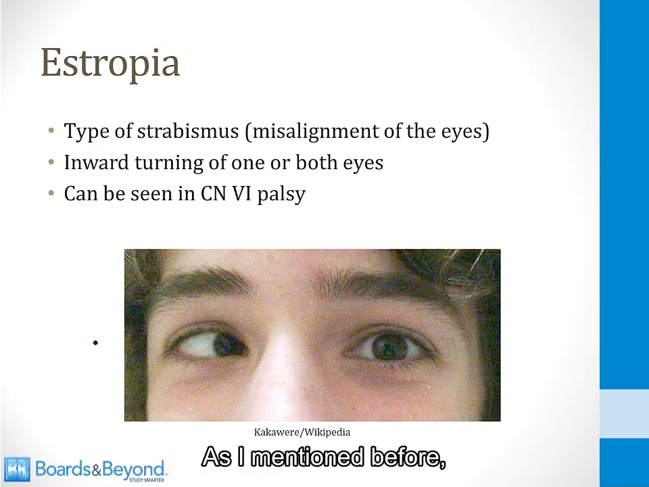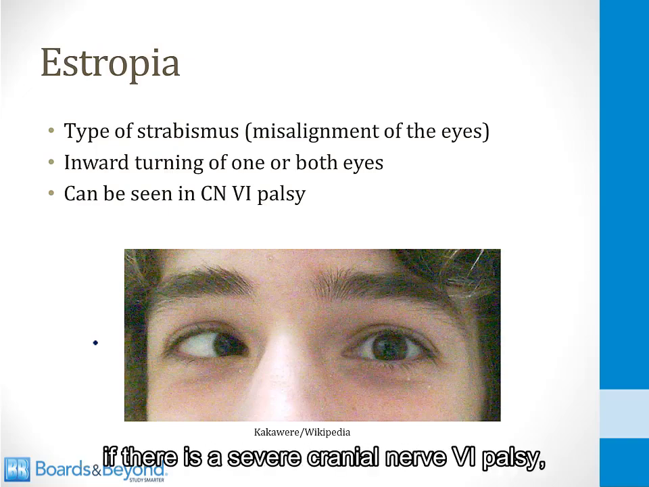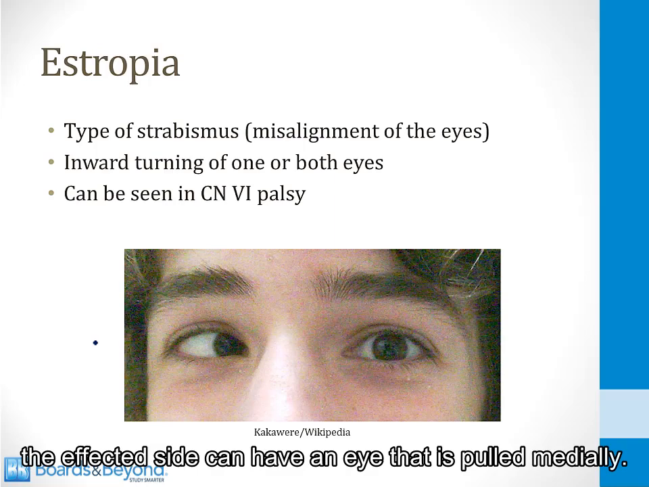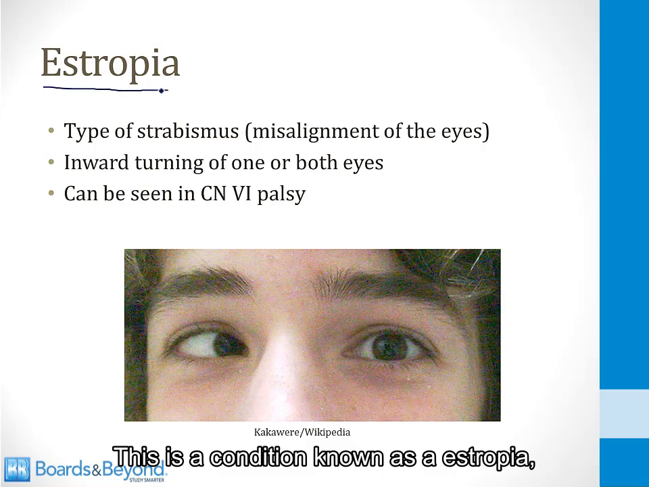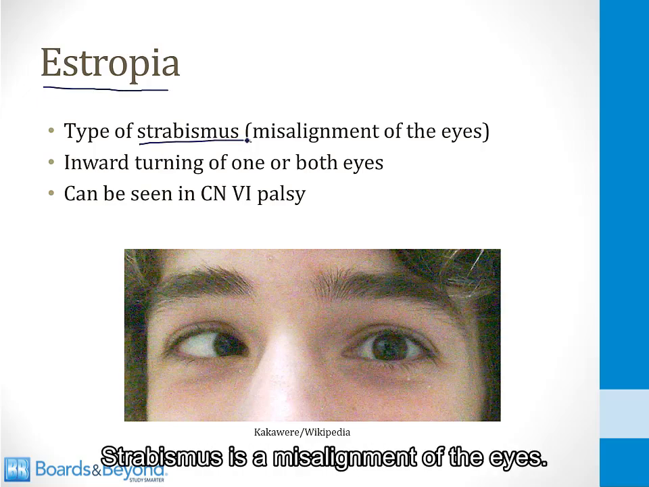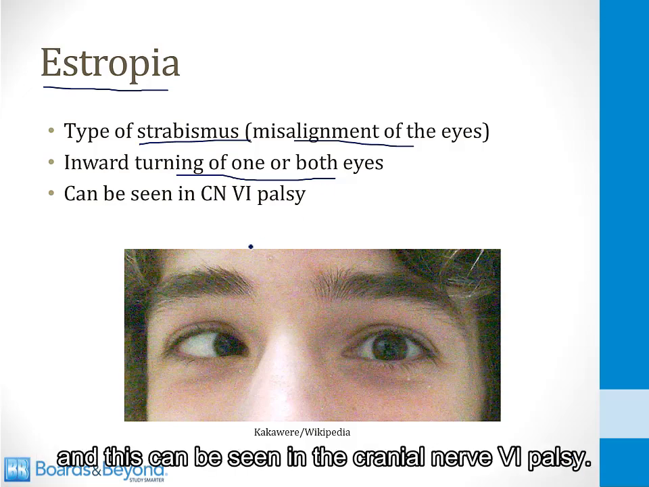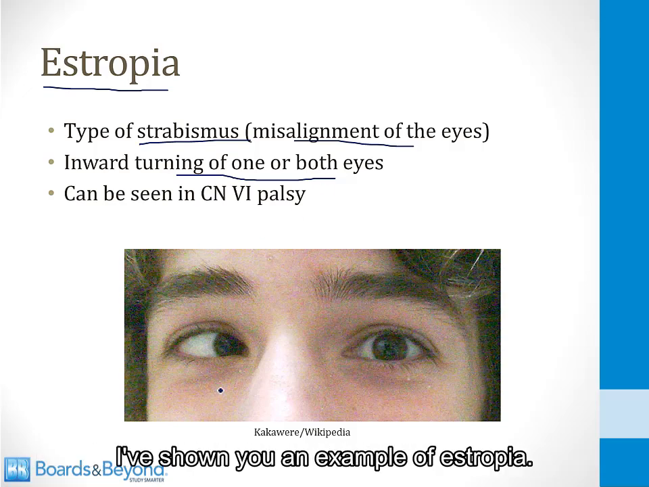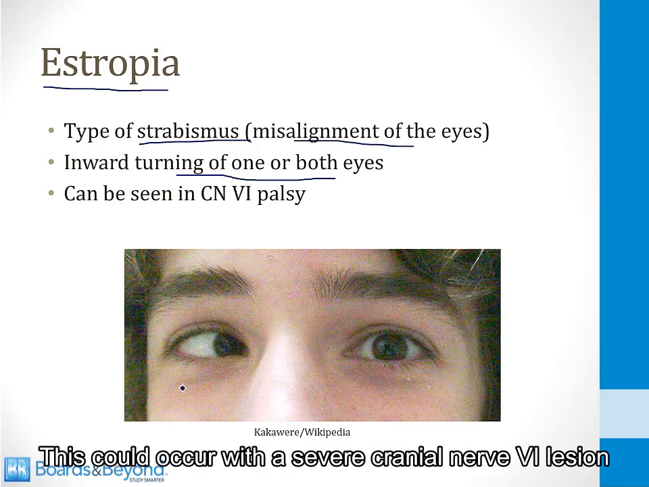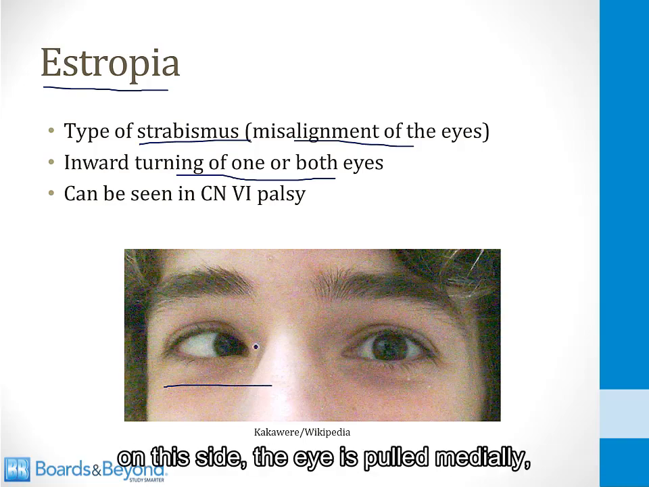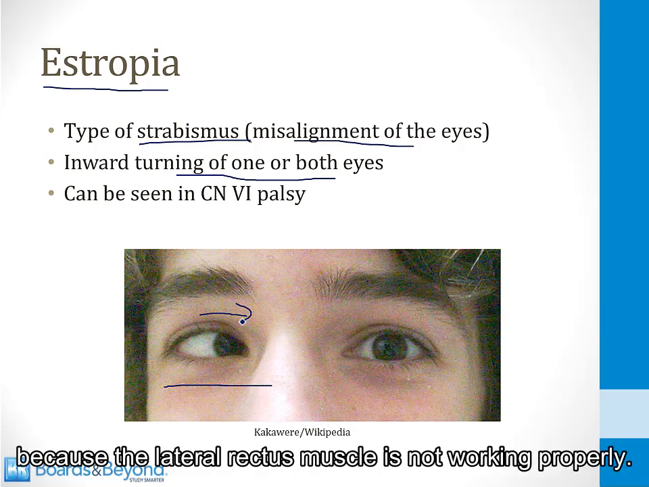As I mentioned before, if there is a severe cranial nerve 6 palsy, the affected side can have an eye that is pulled medially. This is a condition known as esotropia. It's a type of strabismus. Strabismus is a misalignment of the eyes. In esotropia, there is an inward turning of one or both eyes, and this can be seen in cranial nerve 6 palsy. At the bottom of the screen, I've shown you an example of esotropia. This could occur with a severe cranial nerve 6 lesion on this side. The eye is pulled medially because the lateral rectus muscle is not working properly.